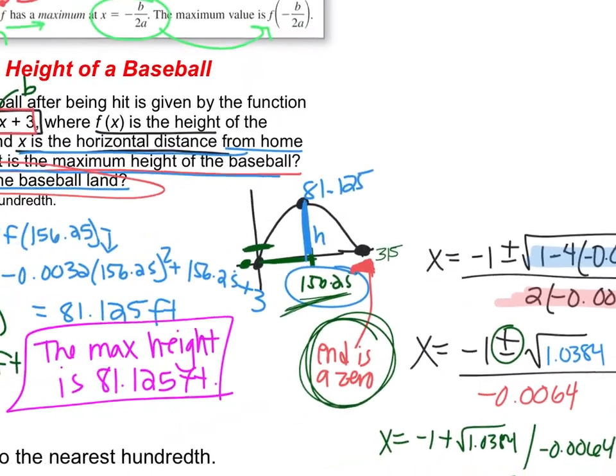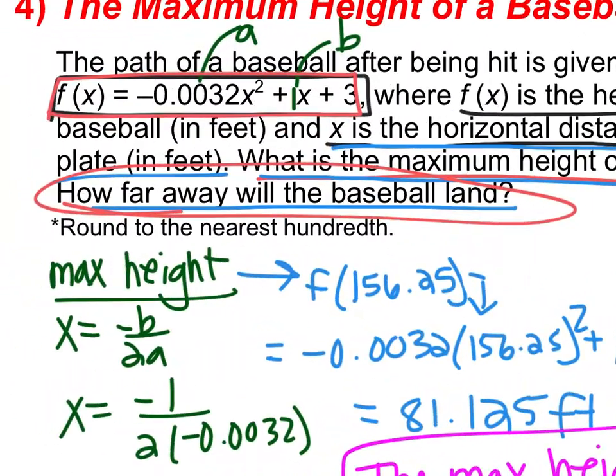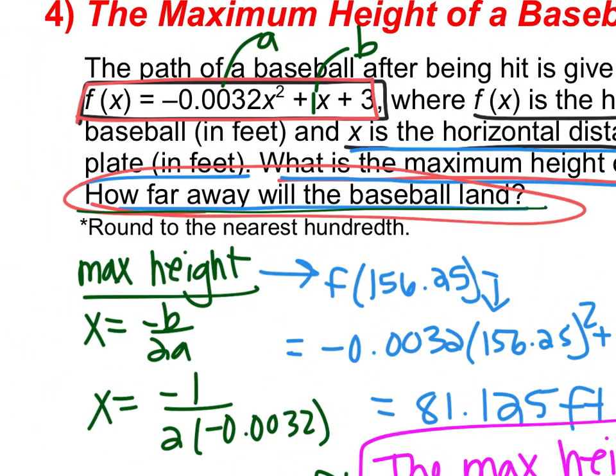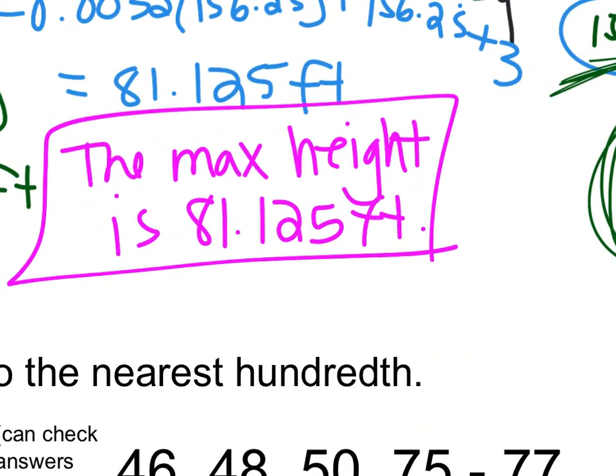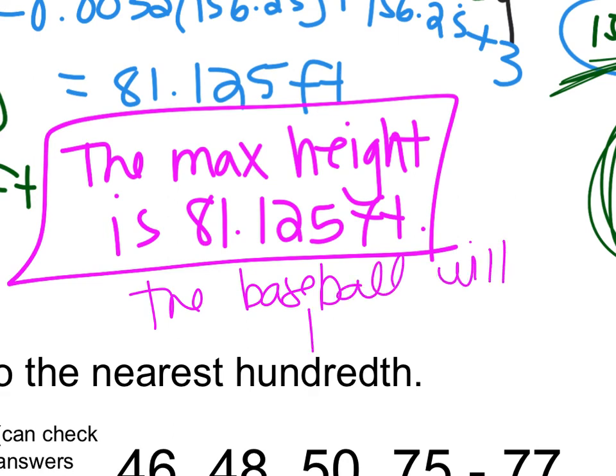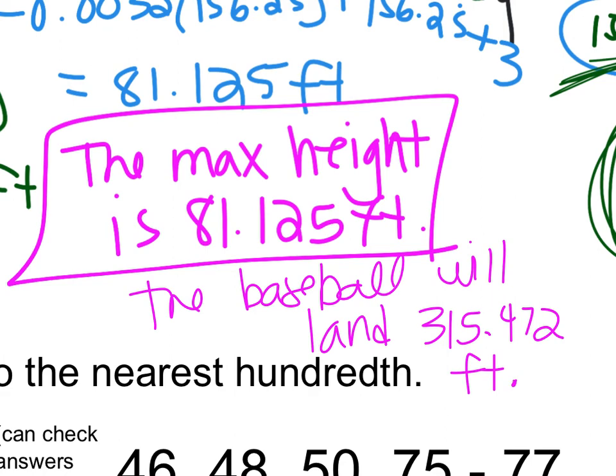So our question says, how far away will the baseball land? So let's answer right next to this answer. The baseball will land 315 point, and then pay attention to how the problem asks you to round. Here I'm going to go to 3 decimal places, feet away. And there's my two answers.